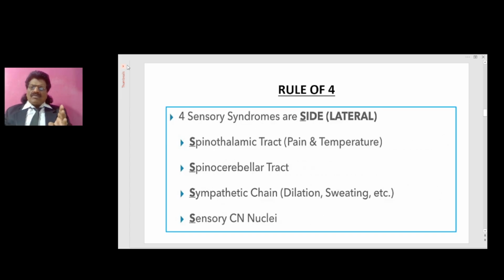4 tracts which start with the letter S are placed sideways. S for sideways. So what are they?